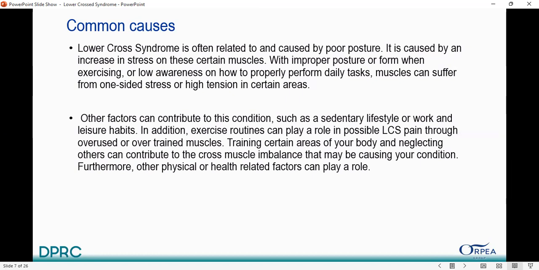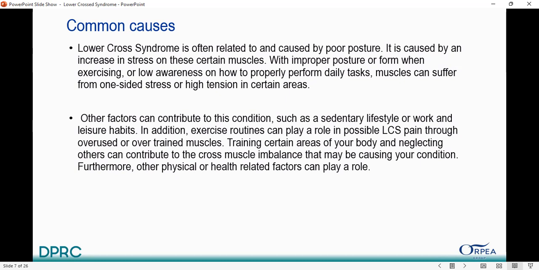What are the common causes? Lower cross syndrome is often caused by poor posture or bad posture, caused by an increase in stress on certain muscles. With improper posture or form when exercising, or low awareness on how to properly perform daily tasks, muscles can suffer from one-sided stress or high tension in certain areas.